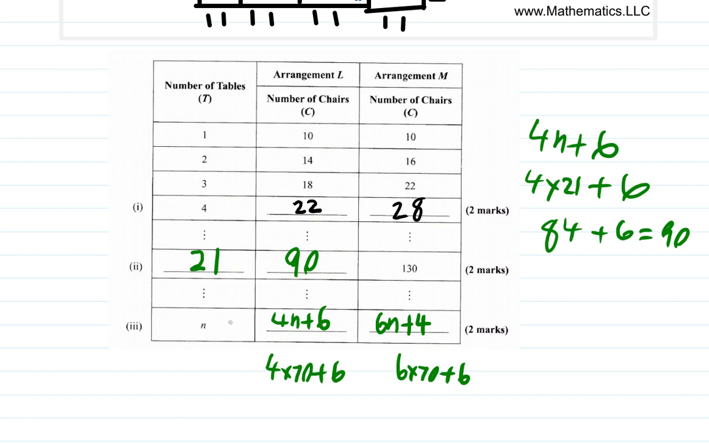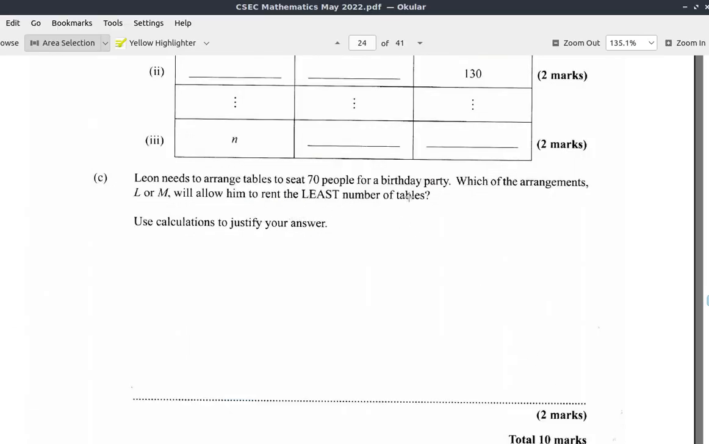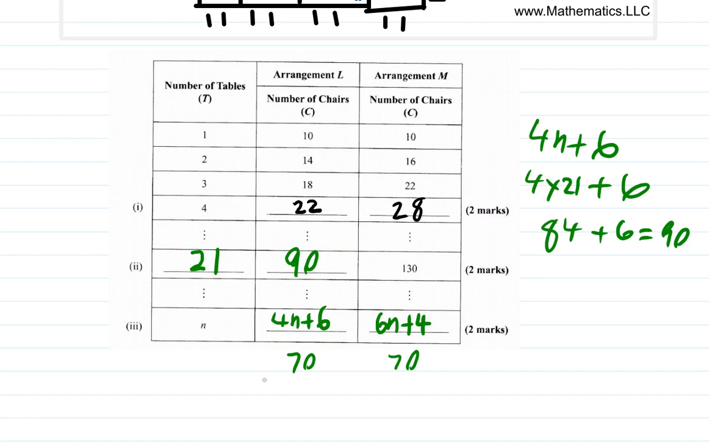But n is 70. It's the number of chairs that I want. I was mixing it up. I got it mixed up. It's not n that I should put there. n is the number of tables. It's 70 people, which is the number of chairs. So there should be 70 here, right? And 70 here. So n is the number of tables, and what we want is the number of tables. So we're going to calculate n from these.